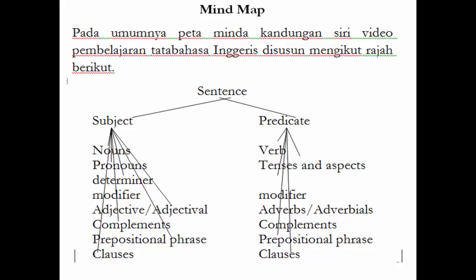While in the predicate, the main part of the predicate is the verb. So in learning the verbs, we need to understand tenses and aspects, modifiers of the verb, such as adverbs, adverbials, complements, prepositional phrases, and clauses which modify the verb.